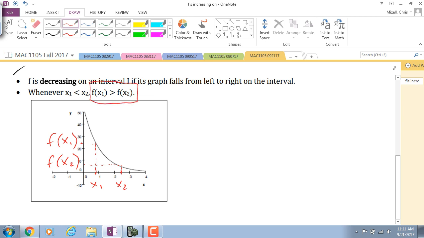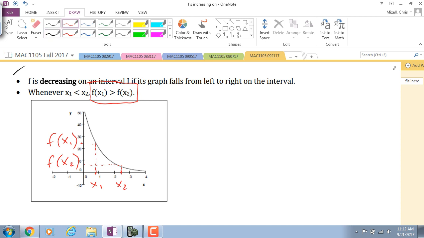Spoiler alert. It's going to be greater. It's the reverse relationship. X sub 1 is less than x sub 2. X sub 1 is on the left, x sub 2 is on the right, but when we evaluate the function, the relationship reverses. F of x sub 1 is actually way up here, and f of x sub 2 is way down here. So it's greater than.